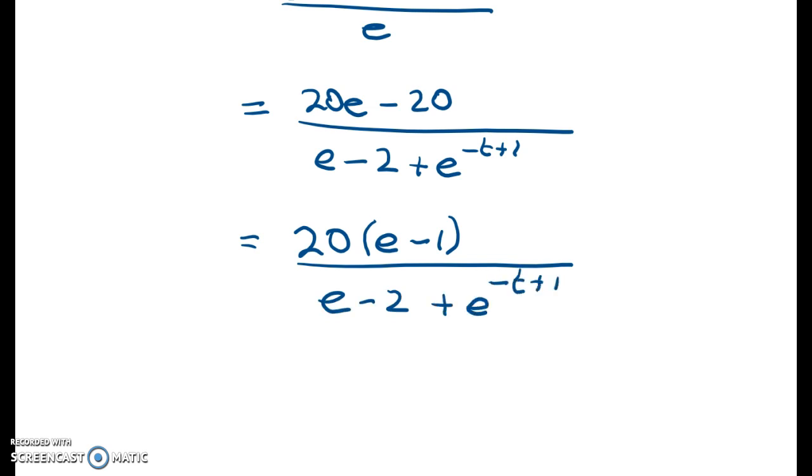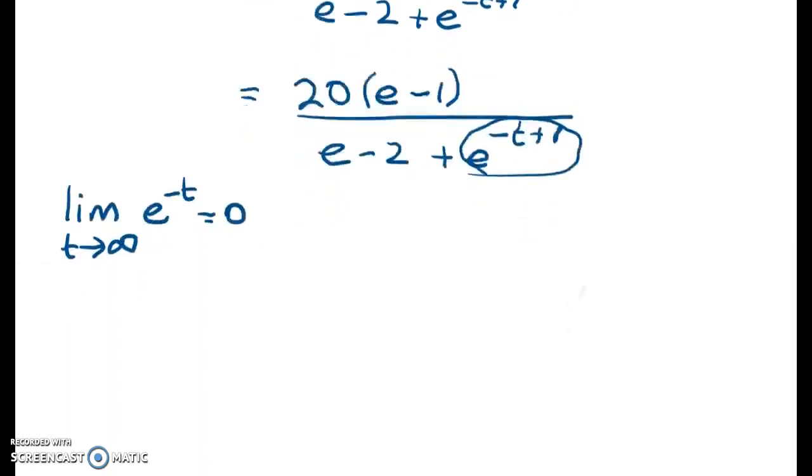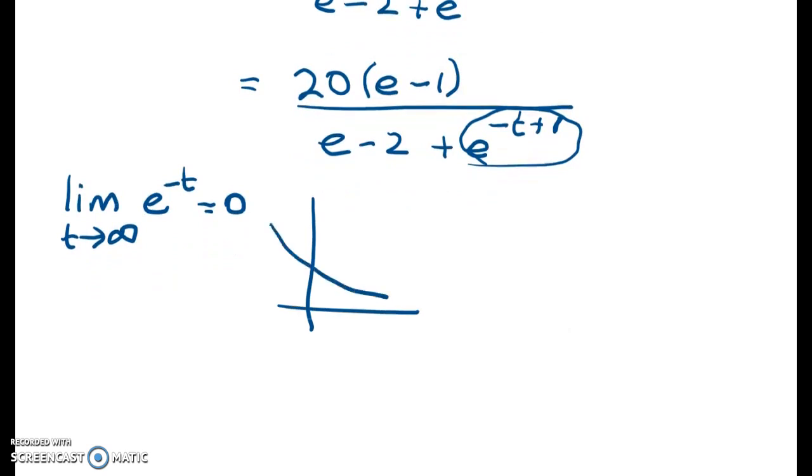Now one thing you could do is, in desperation, grab your calculator and take a really big value for t and see what you get when you put this in. But the other way to do it is to say that the limit as t goes to infinity of e to the negative t is equal to 0. And you could draw the graph to show what's going on. And if you think about it for another second, hopefully you'll see that e to the negative t times e is also still going to be equal to 0.